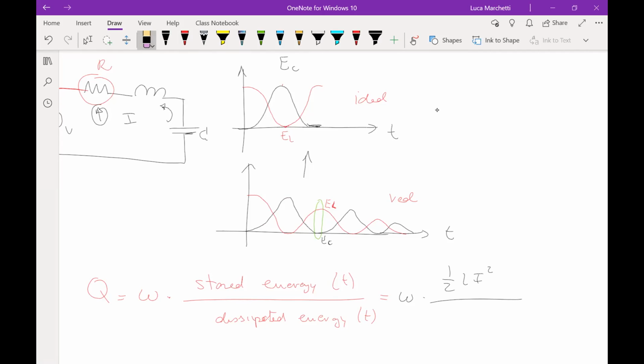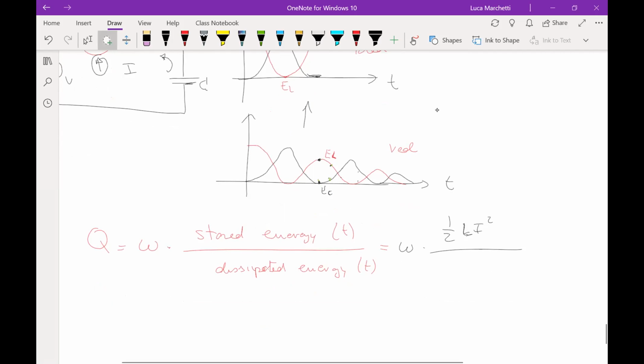Of course, if I look at this point, it is the same as this point. The sum of the energy should be the same, okay? The total sum of the energy should be the same. So it doesn't really matter if I evaluate here, here, or here. But it's much easier to calculate the total energy here because one is 0 and one is E_L. So 0 plus E_L is just E_L. So the total energy is 1 over 2 times L times I squared.